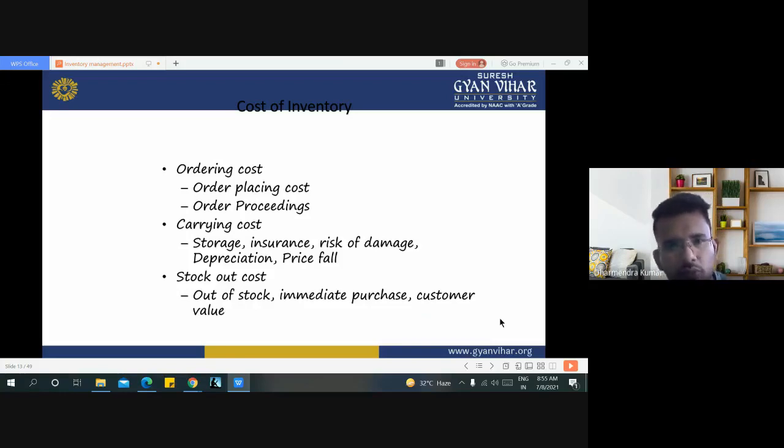Ordering cost consists of two types of cost: order placing cost and order processing cost. Carrying cost includes storage, insurance, the risk of damage, depreciation, or price fall due to uncertain circumstances. And the third one is stock out cost. It includes running out of stock of raw material, immediate purchase, customer value, and sometimes it depends on the types of vendors and suppliers also. This overall affects the cost of any product.